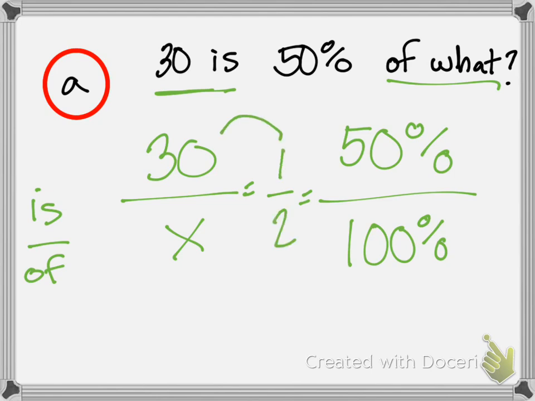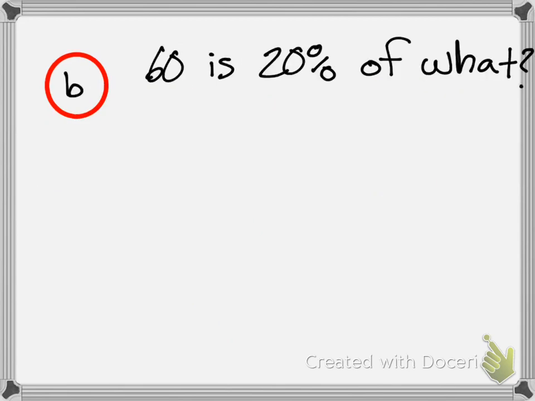1/2. How do I go from 1 to 30? We multiply it by 30. We multiply this by 30. We get x equals 60. Awesome. You could also do it in your head, but it's okay if you didn't.